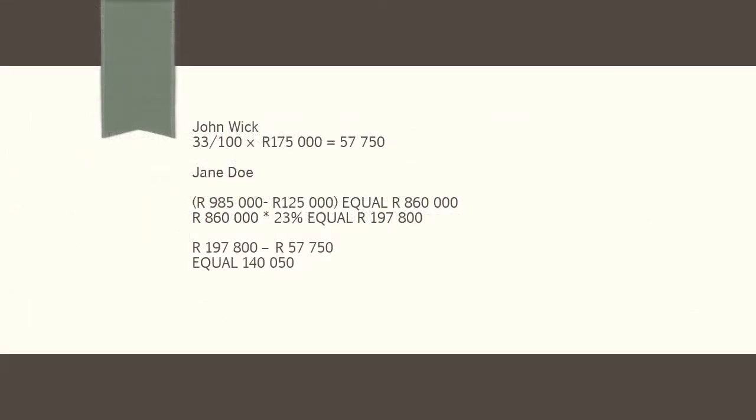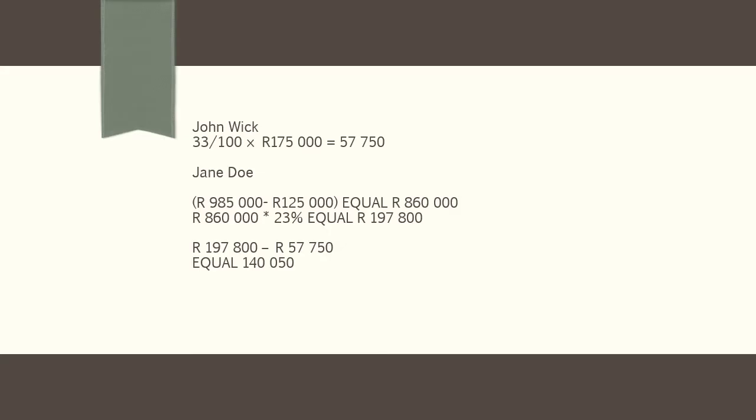So this is how I started it. As I've mentioned, the percentage of John is 33%, so you can say 33 over 100, or you can just say 33% times 175,000, which is going to give you 57,750. That 175,000 is the damage done on the Range Rover by John. So John has to pay Jane that money, which is 57,750.